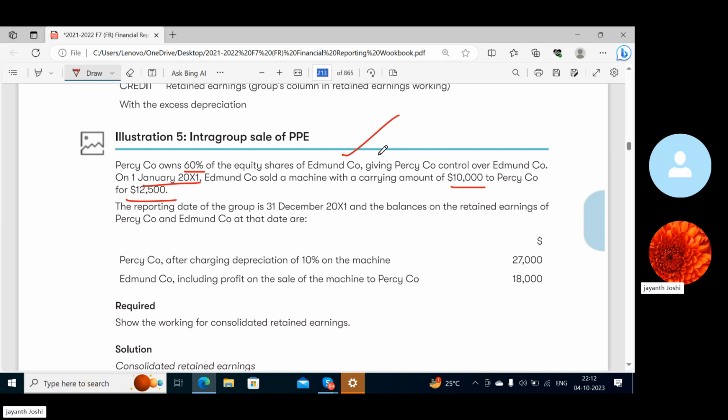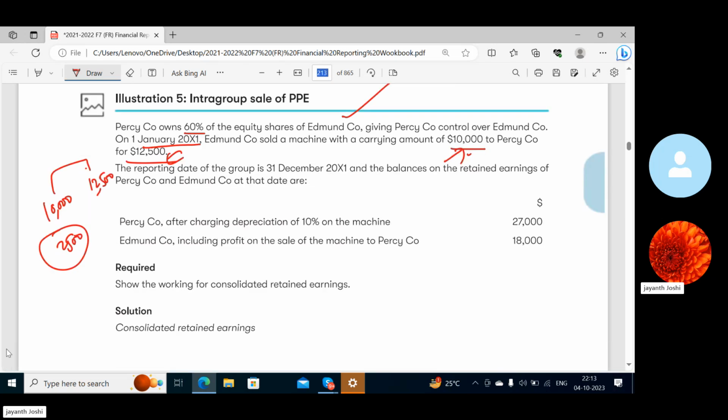So since it's a 60% acquisition, there's control of the parent over the subsidiary, right? On 1st Jan, Edmund Company, the subsidiary, sold a machine which has a carrying amount of 10,000 at 12,500. There is an unrealized profit of 2,500, right? This unrealized profit should be adjusted now. From the asset value this should be removed, and from the retained earnings this should be removed. Same treatment as the inventory, and also excess depreciation should be seen.